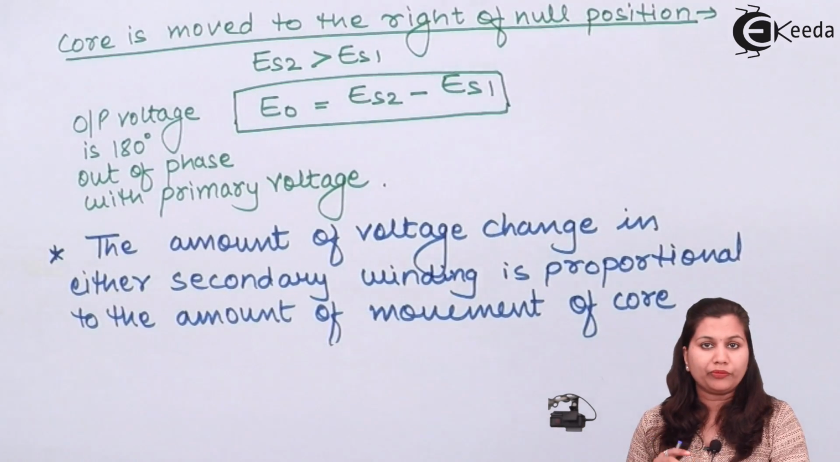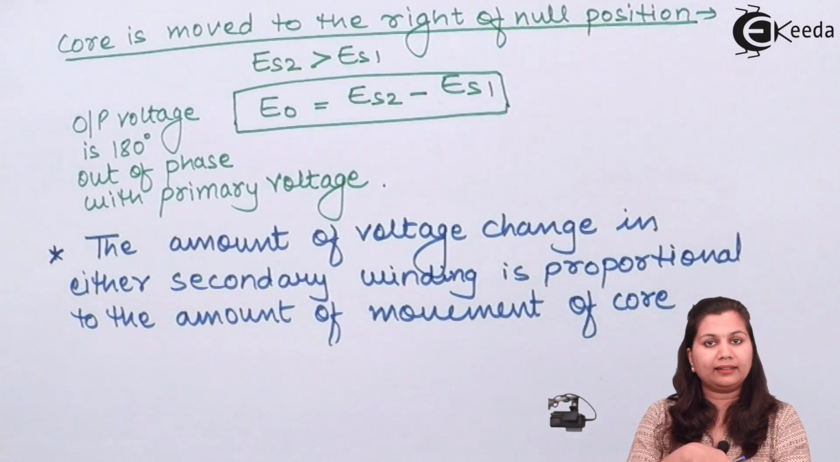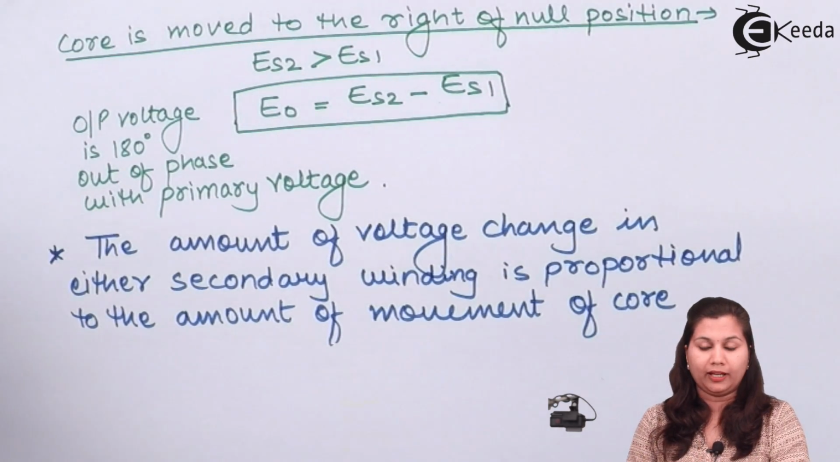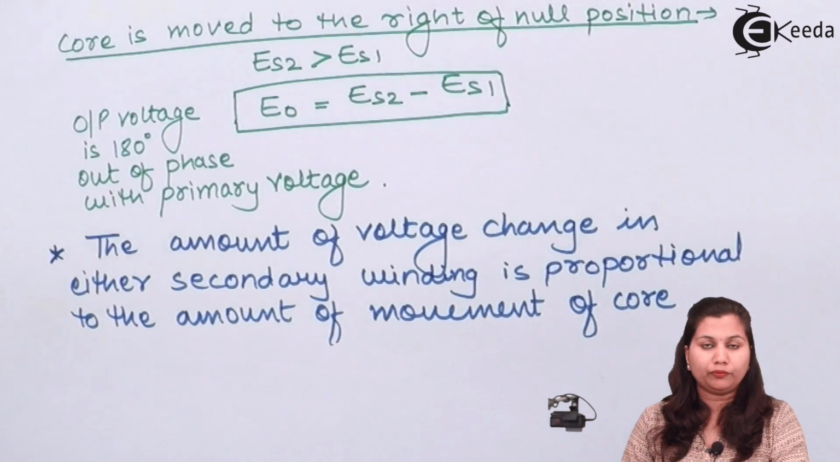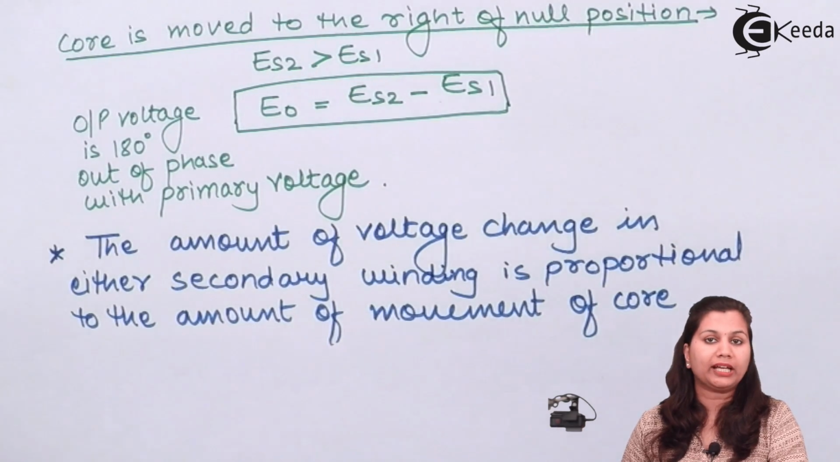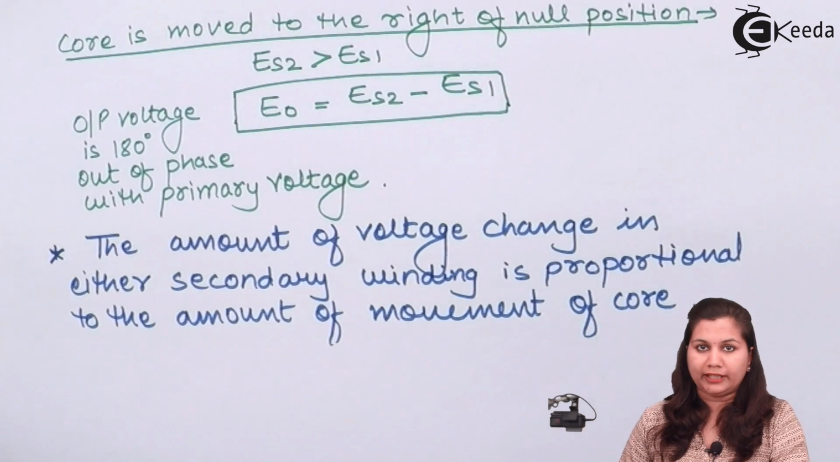Because whenever we are moving the soft iron core, the voltage linked with the two secondary windings is changing. Either it is increasing in one of the windings and decreasing in the other winding. So by checking the magnitude and the phase relationship of the output voltage, we can get an indication of the linear motion, or we can say that we can measure the displacement of the soft iron core.